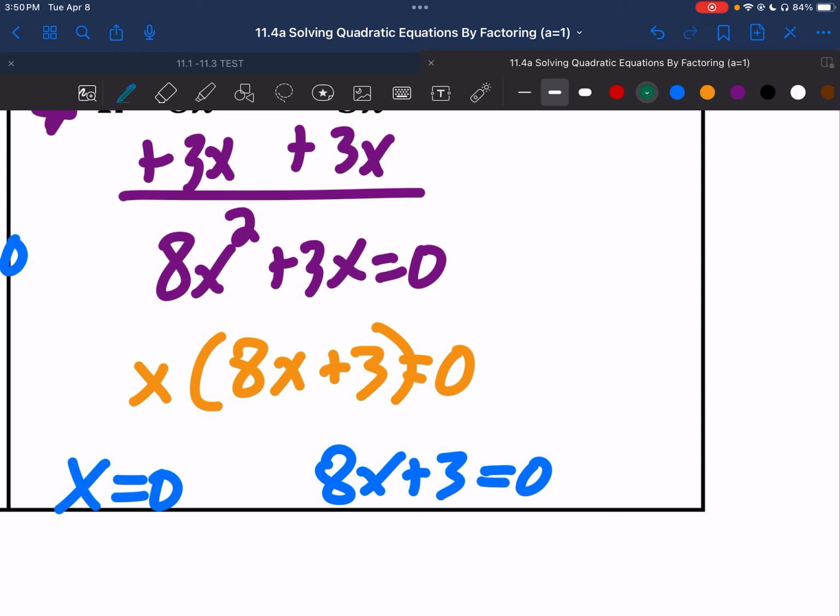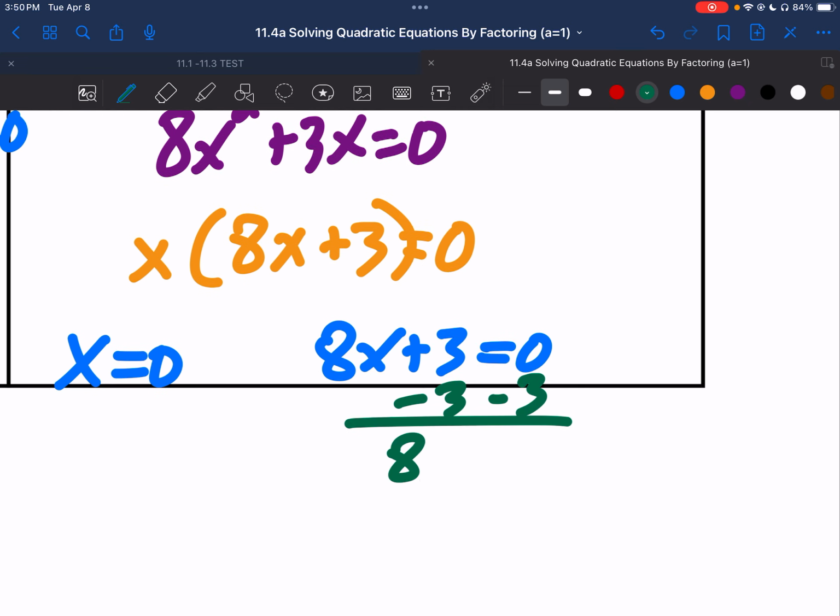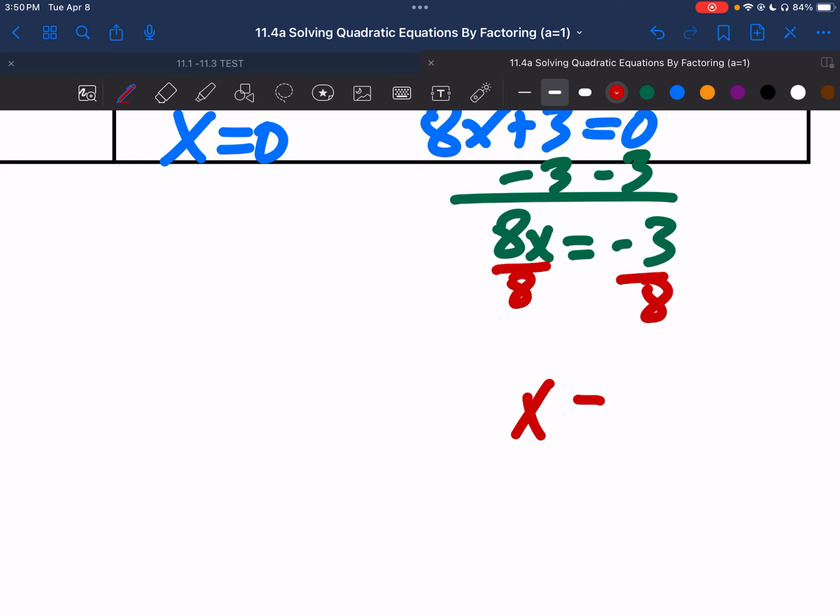So it's not just as simple as adding or subtracting. So we're going to subtract 3 from both sides. We get 8x equals negative 3. And then our final step is to divide by 8. And we're just going to leave that as x is equal to negative 3 over 8. You do not need to write this as a decimal at all. You can just write it and leave it as the fraction.